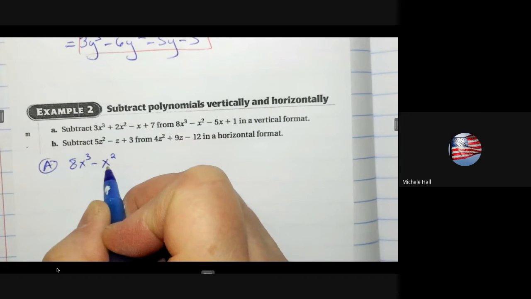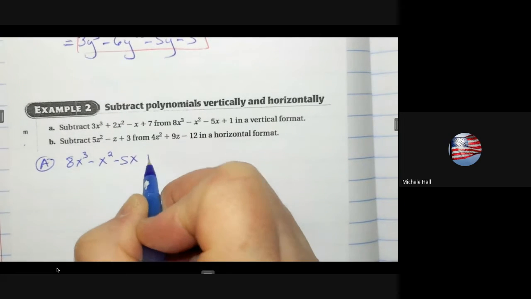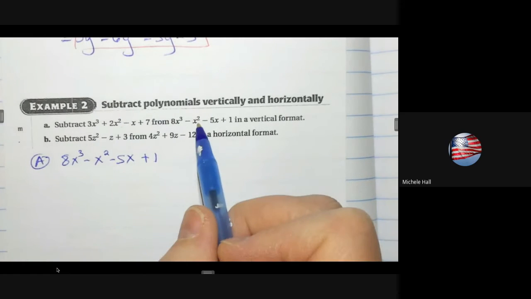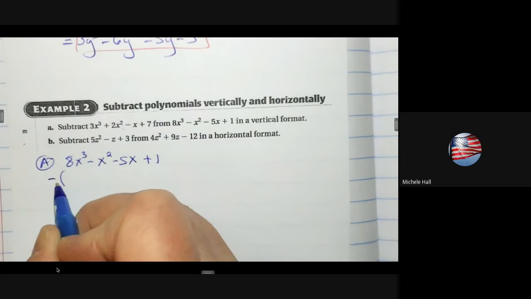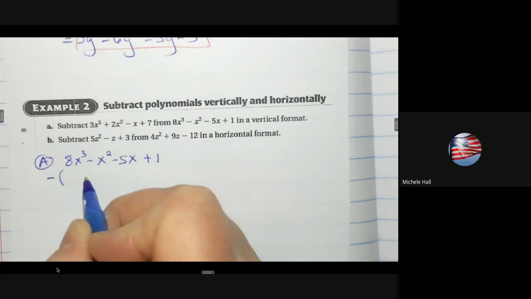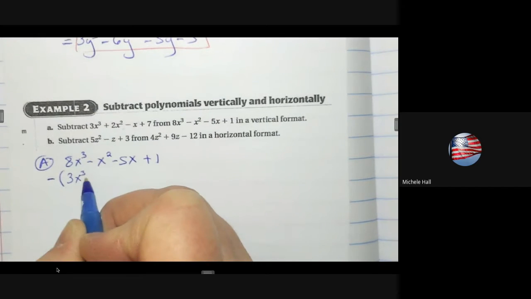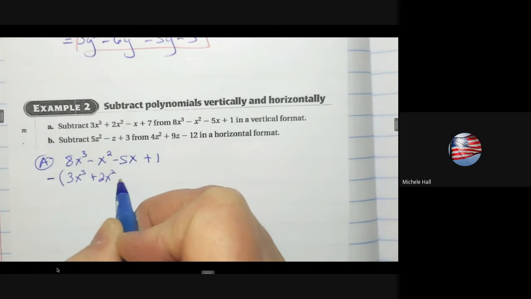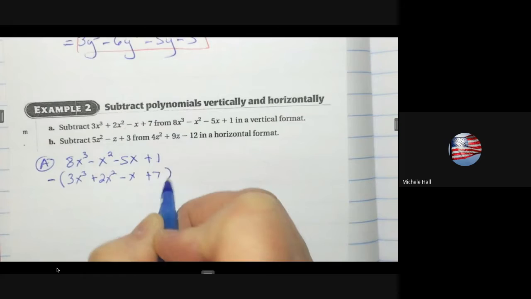X cubed, x squared, x, and the constant. So we're subtracting this from the second one, and we're subtracting. So I need to put a parenthesis because I need to subtract off all of the polynomial, not just the first term. X cubed, x squared, x, and the constant.